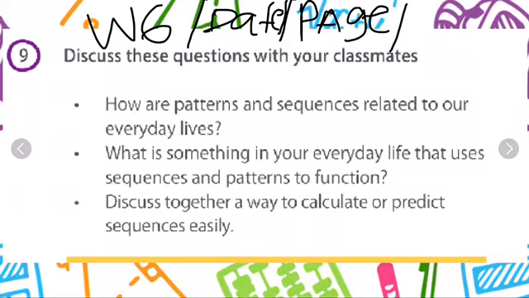Obviously, you can answer here in the learning logbook if you don't have enough space, and then I do not understand your handwriting. So question number 1 says, how are patterns and sequences related to our everyday lives? How are they related? How can you see it depending on the example that you're using? For example, maybe on the activities that you're doing.